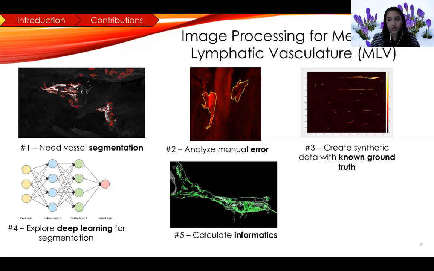Since the manual annotation is shown to have high error rates, we create a synthetic data model in order to provide unimpeachable ground truth. Although the data available is limited, we explore the frontier of deep learning for vessel segmentation, which shows us promising results for future work. And finally, with segmentation in hand, bioinformatics can be calculated on the vessels, which will provide us with structural information.